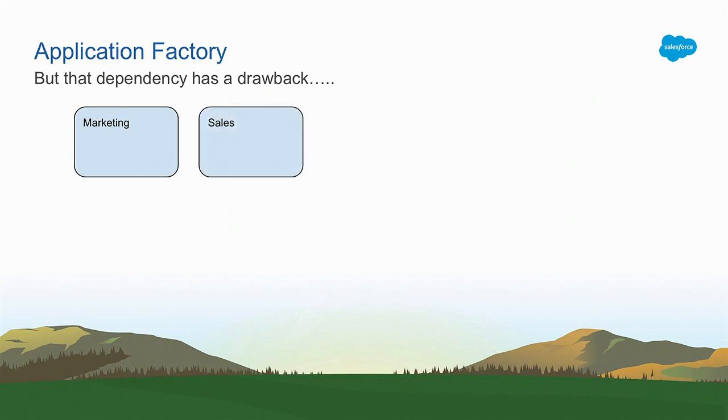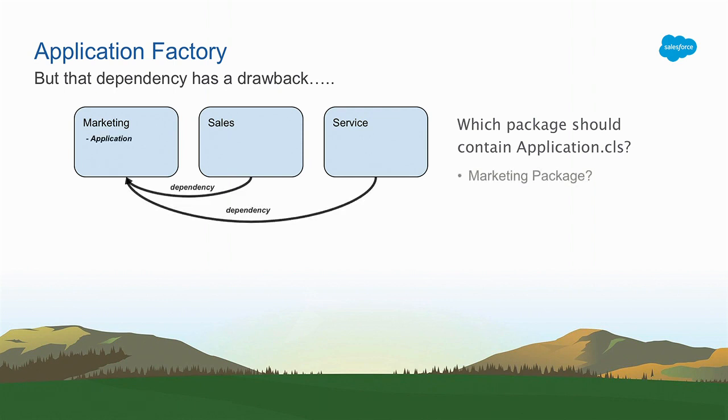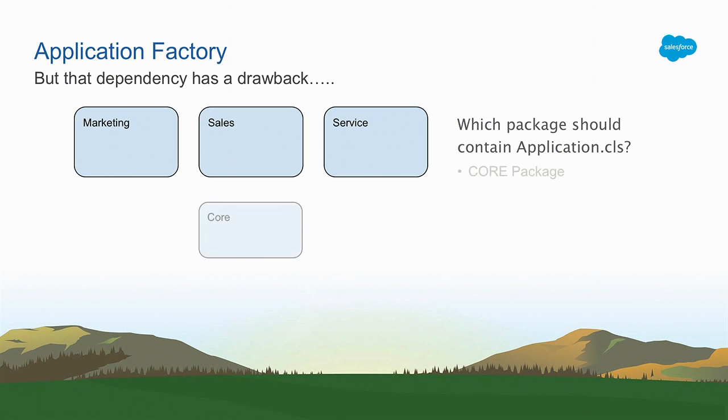Take, for example, you want to create a couple of different packages in your environment. We'll say, for example, marketing, sales, and service. You're eventually going to have to map and put everything into some package. The question is, where are you going to put your application class? You could put it in the marketing package, but the side effect is everything will now depend on your marketing package, and that's not where you want to look. So the marketing package is not really a good option here.